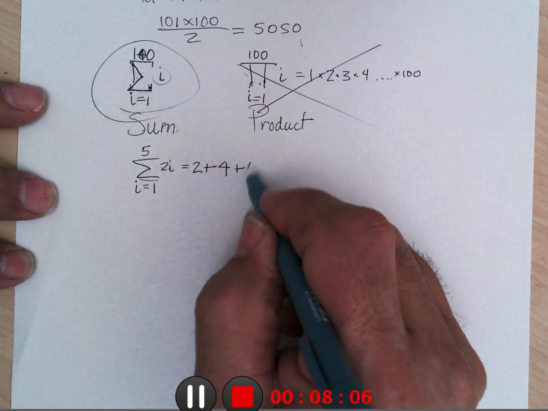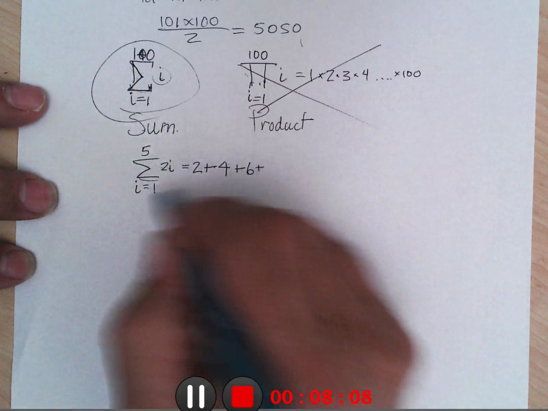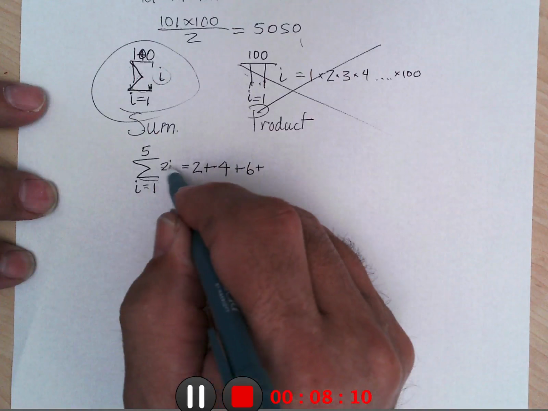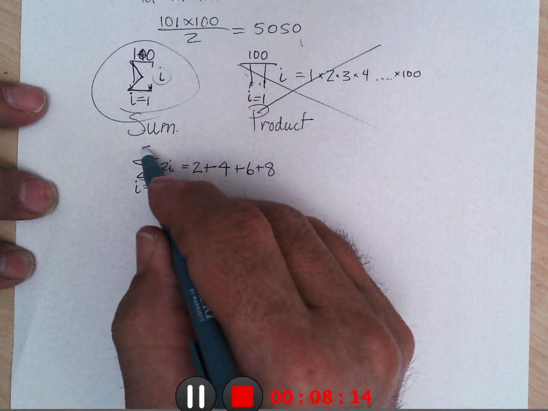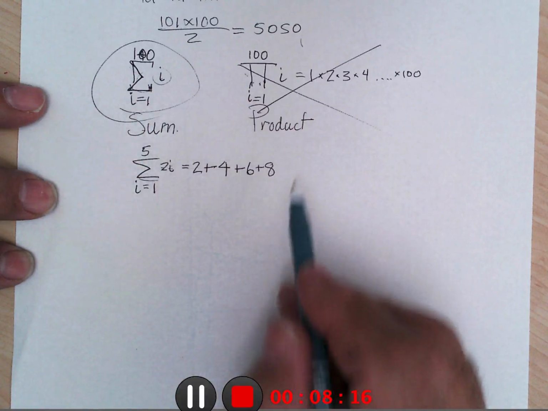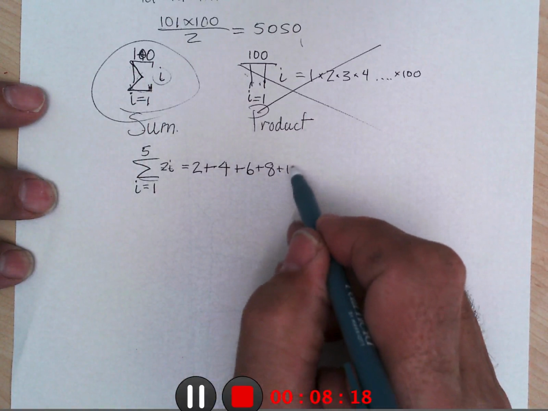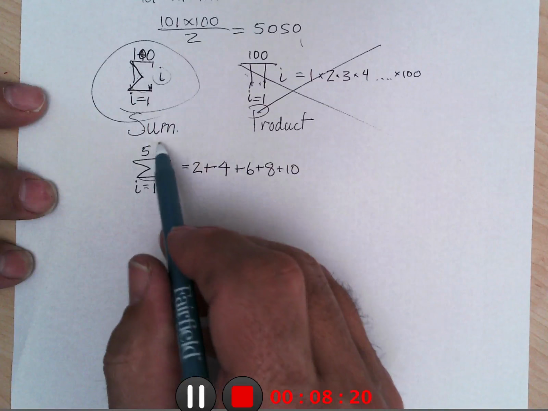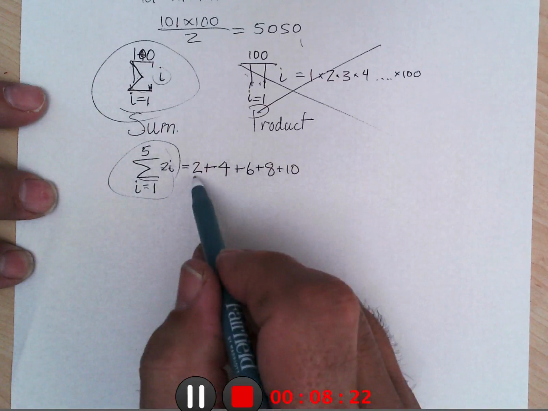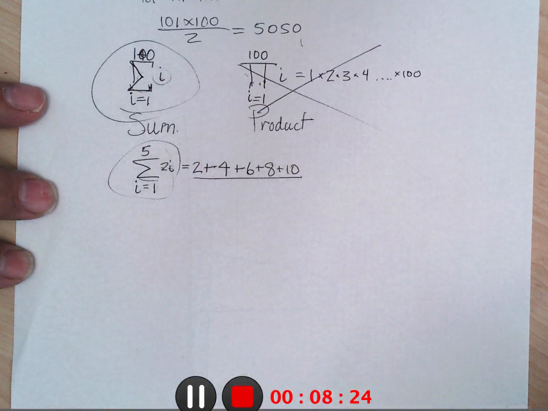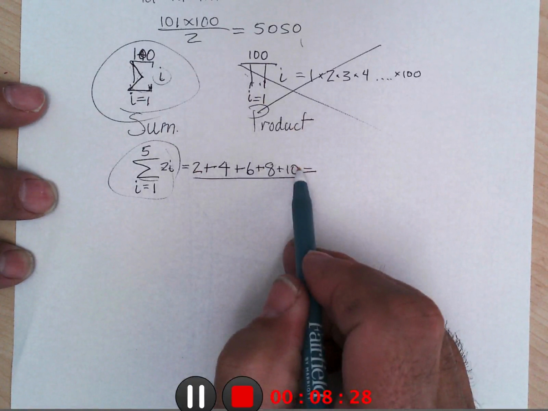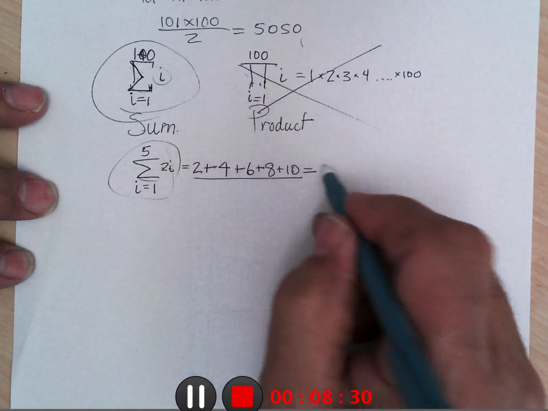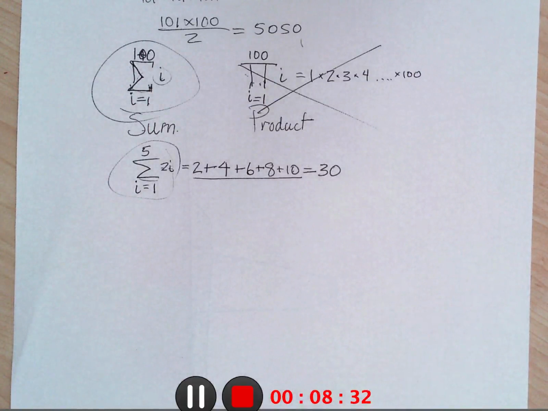Then it goes to the next one, 4. 2 times 4 is 8. And then the next one, 5, which is the last one I'm going to do. 2 times 5 is 10. And this would be saying add those numbers up. And its sum would be, let's see, 10, 20, 30. Okay? So that's the idea of the sigma notation.